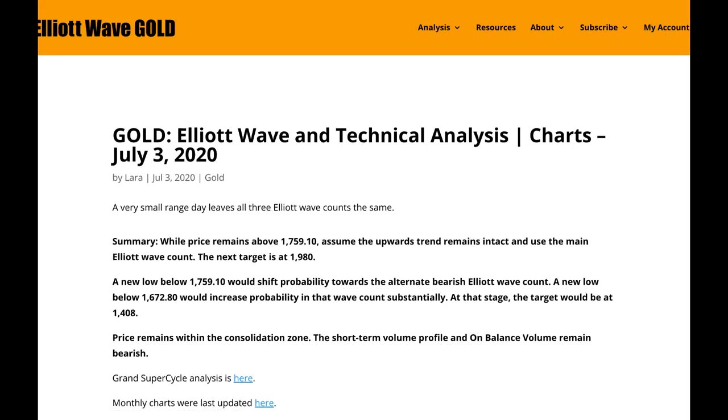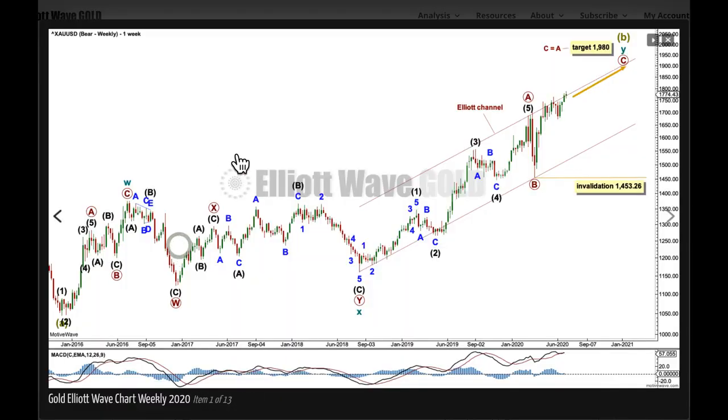While price remains above 1759.10, assume the upward trend remains intact. I also have a small channel on the daily Elliott Wave charts. While price remains within that channel, assume that price will continue higher. If price makes a new low below 1759.10 and/or breaks below those channels on the Elliott Wave daily wave counts, then we may have seen a trend change. Elliott Wave analysis first, classic analysis last.